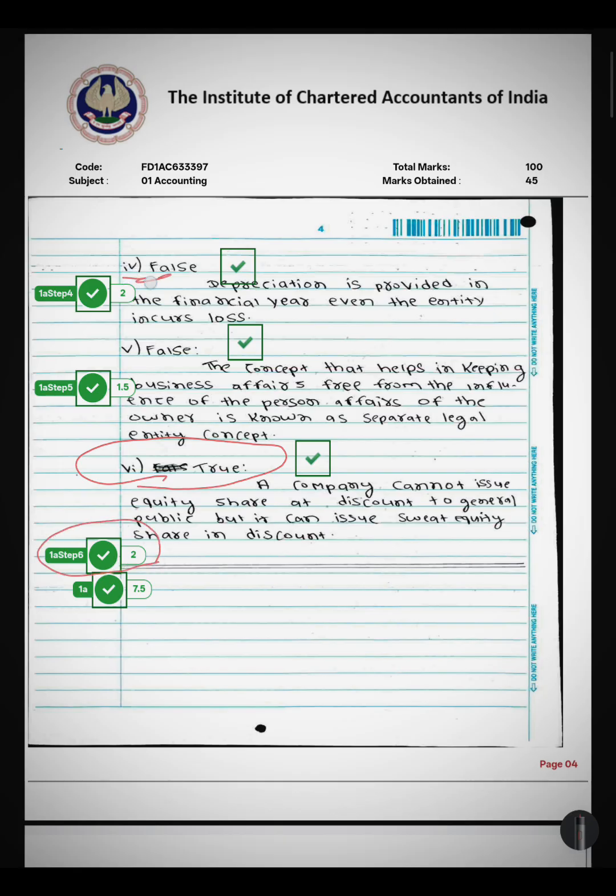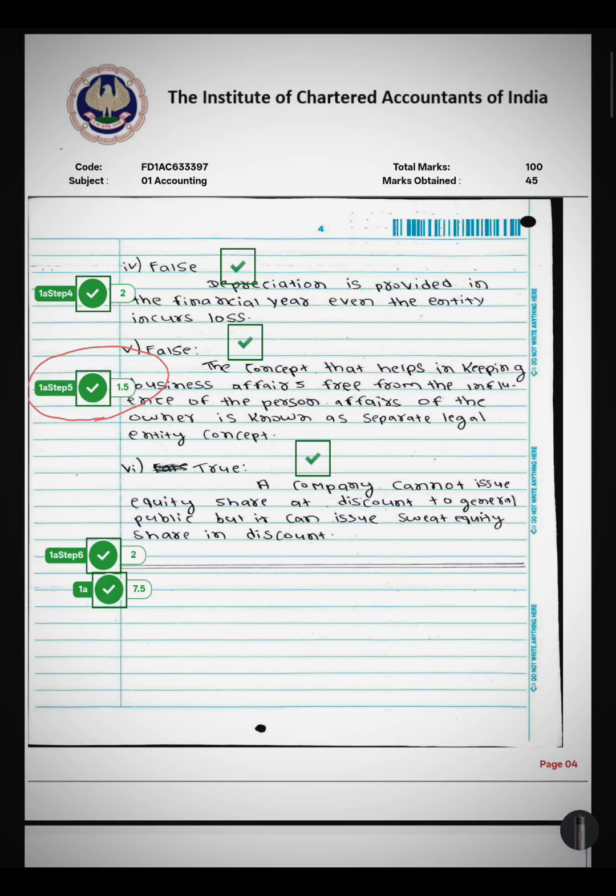In number 4 you can see that I just wrote 2.5 lines and I was able to score 2 upon 2. And in number 5, you can see 1, 2, 3, 4, 5, I wrote nearly 4.5 lines, but I was able to score only 1.5.